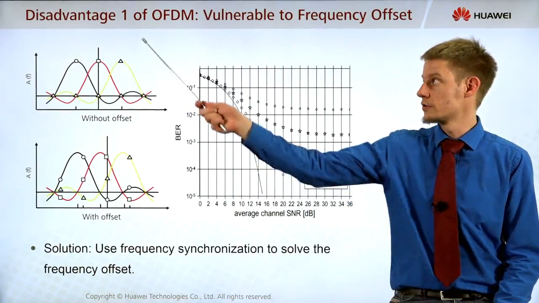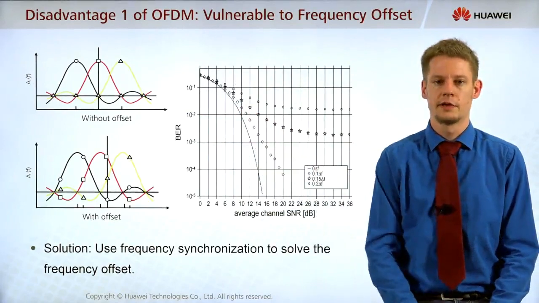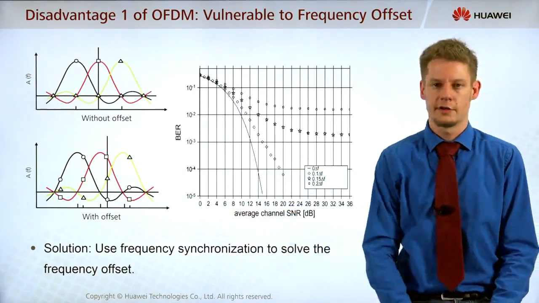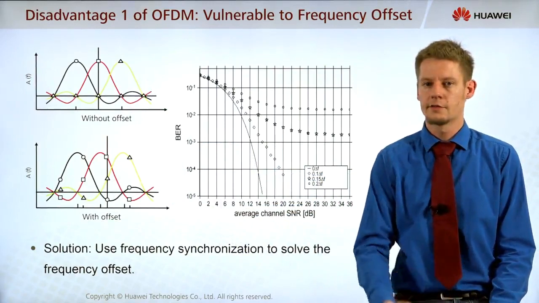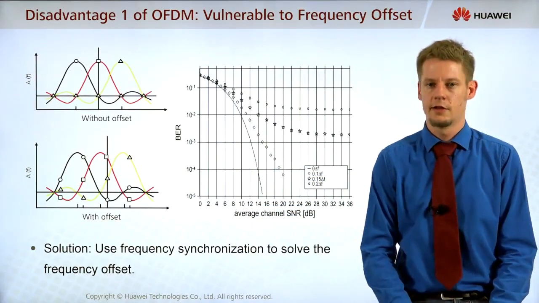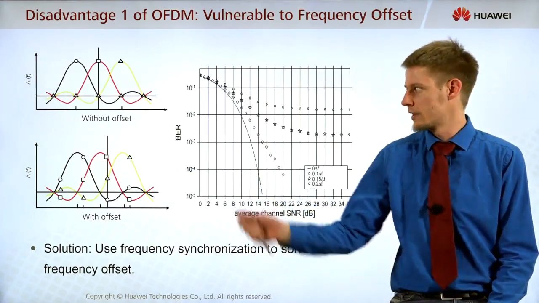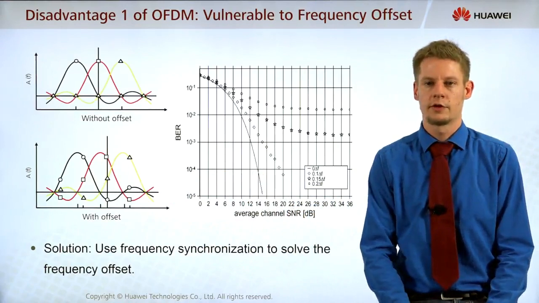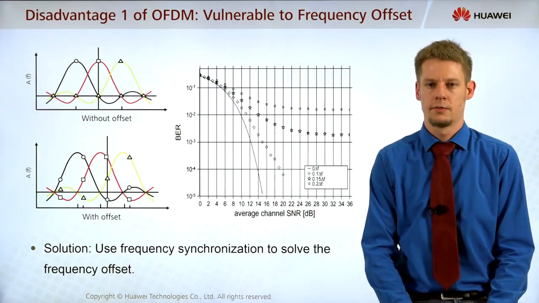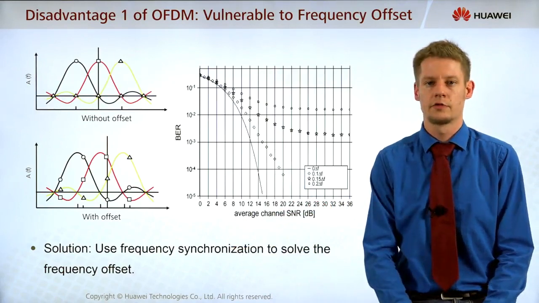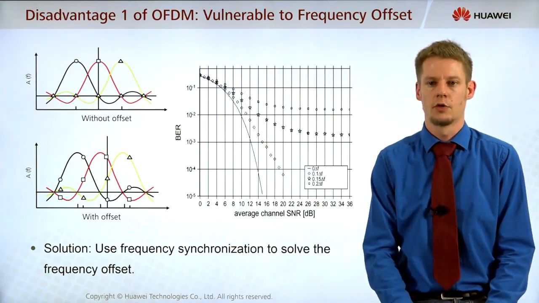The first disadvantage of OFDM is its vulnerability to frequency offsets. As soon as we have a very slight frequency offset in the system, we lose the orthogonality between the subcarriers. As soon as we lose the orthogonality, the signals are not so easy to divert. This means that we get a higher signal-to-noise ratio. We have to transmit the data with a lower modulation encoding scheme and with higher redundancy. Therefore, we have to use a very good frequency synchronization when we use OFDM.